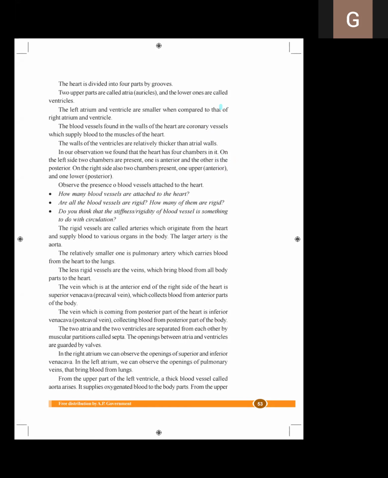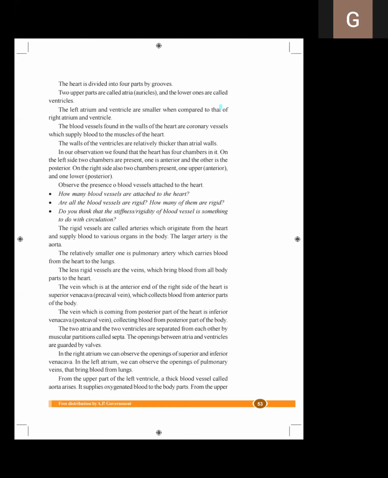Okay, so what is the meaning of rigid? Rigid means the losing of the elasticity of the blood vessels. Rigidity or stiffness is a condition where the blood vessels lose their elasticity. Such a condition we call rigidity. In that case, it leads to the thickening and hardening of the blood vessels.